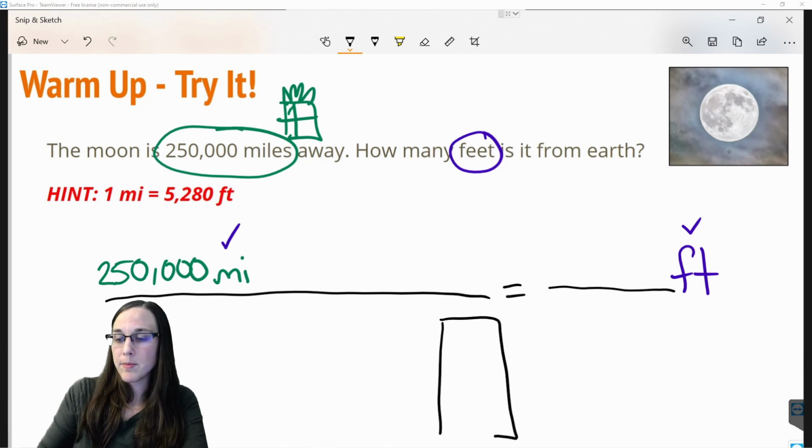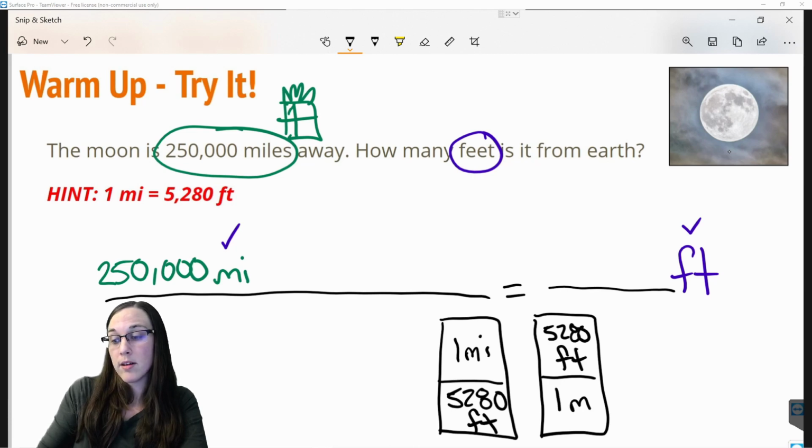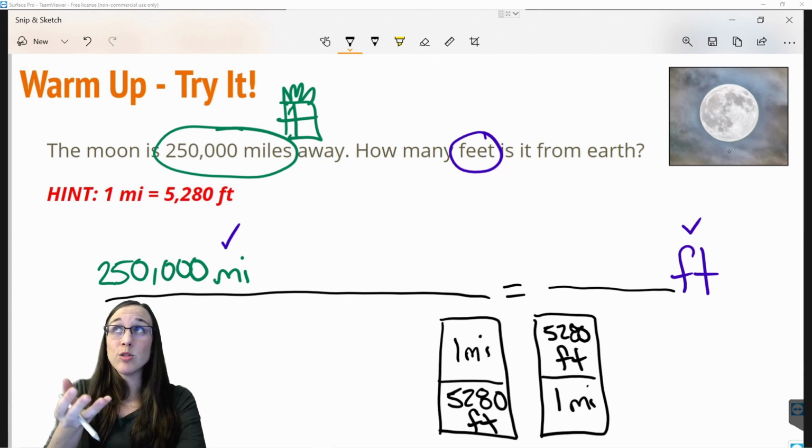So let's see our two options for our domino pieces. We have a domino piece that's possible to have 1 mile on top and 5,280 feet on the bottom. Or we can have this domino be the other way around. We can have it be 5,280 feet on top or 1 mile on bottom. We need to figure out which of these two dominoes suits our needs for this problem.